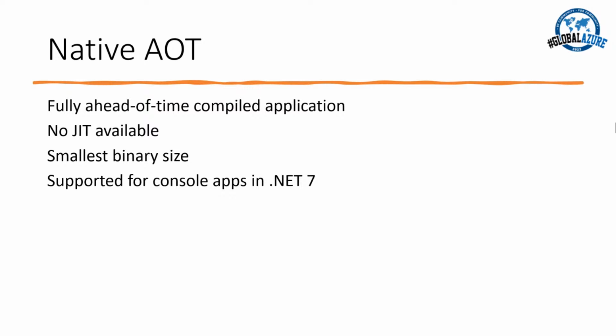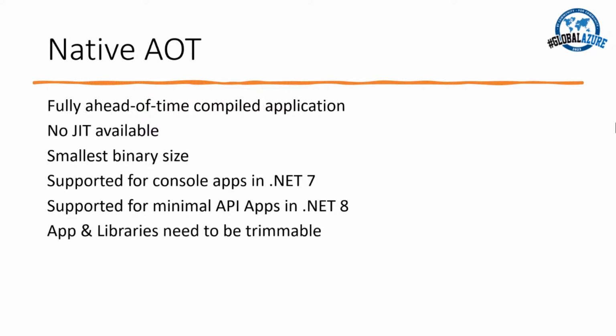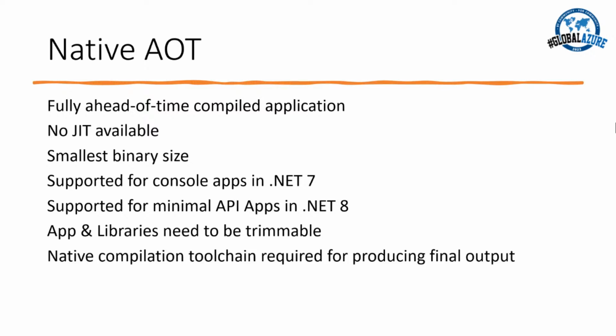So if you have a tool application, provided that the libraries that you use support it, then you should be ready to go, and you should be supported in .NET 7. In .NET 8, the team is working hard to enable minimal APIs, so you can also host web services that provide APIs using ahead-of-time compilation, which just removes a lot of the startup time overhead. But the prerequisite is that your application and libraries need to be trimmable. So you have to go through all this trimming configuration that I just showed you, and then your application should work fine with native AOT.